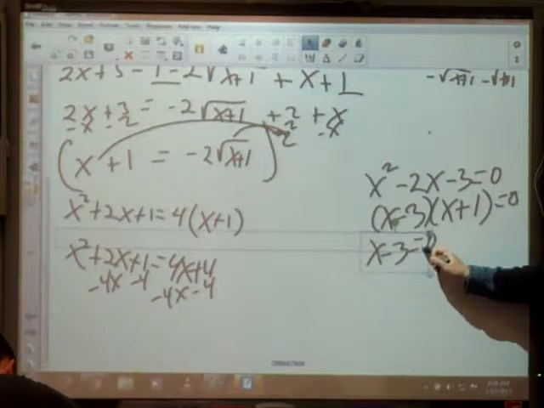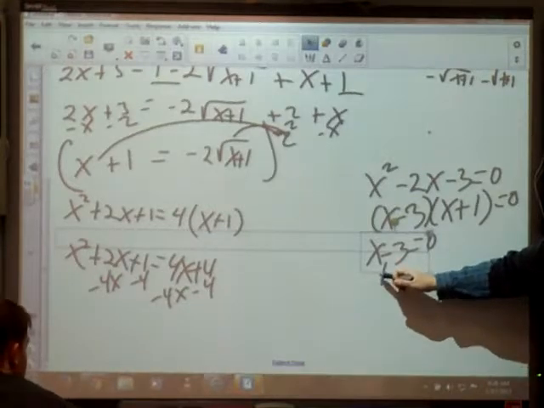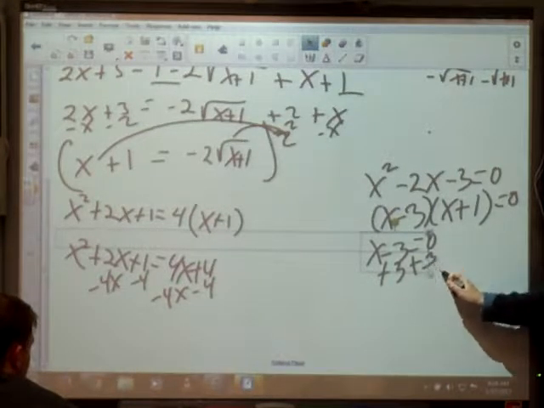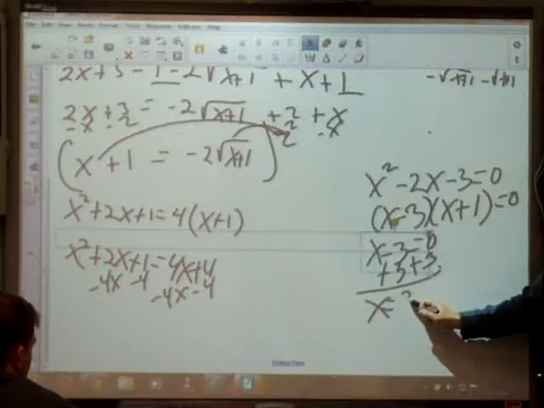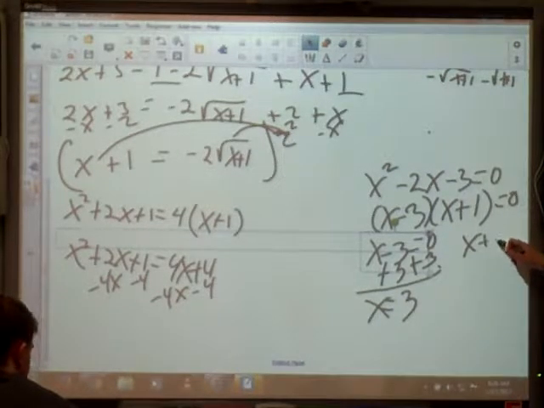x minus 3 is equal to 0, and x plus 1 is equal to 0, so we've got a 3 and a negative 1.